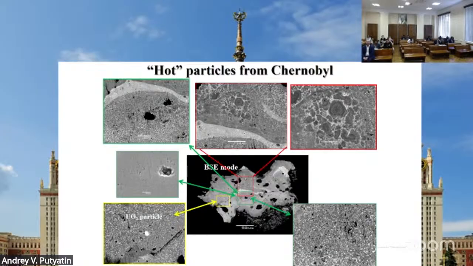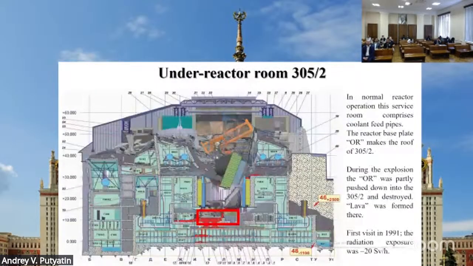For example, here from the zirconium dioxide matrix, because during the reaction, at high temperatures, solubility of uranium in hot zirconia is very high. When you cool down, some of the excess uranium dioxide is expelled and segregates. So another interesting type of material can be found in the so-called under-reactor room 305.